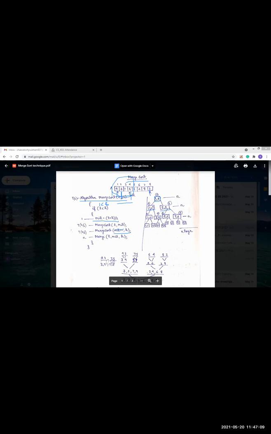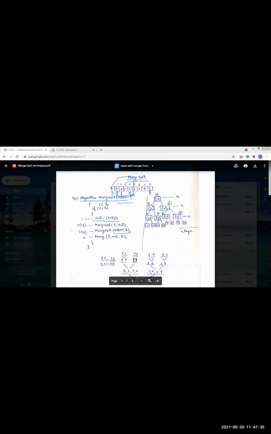So we will divide the list again into two parts, from low to mid and mid plus 1 to high. That means 1 and 2. This list is divided as 1 and 2. And mid plus 1 to high: mid plus 1 is what? 3. So 3 comma 4. So this list is again divided into two parts.